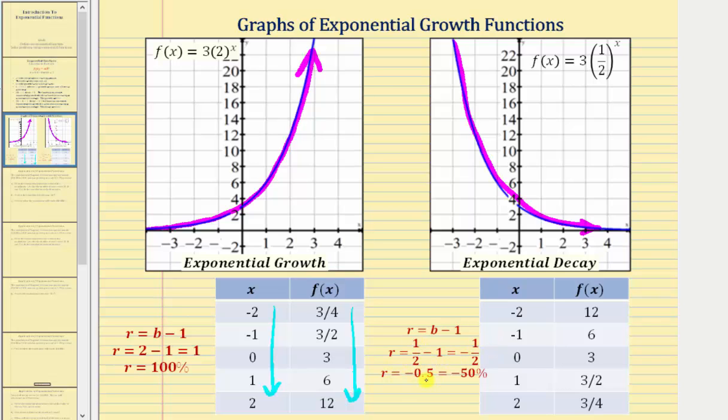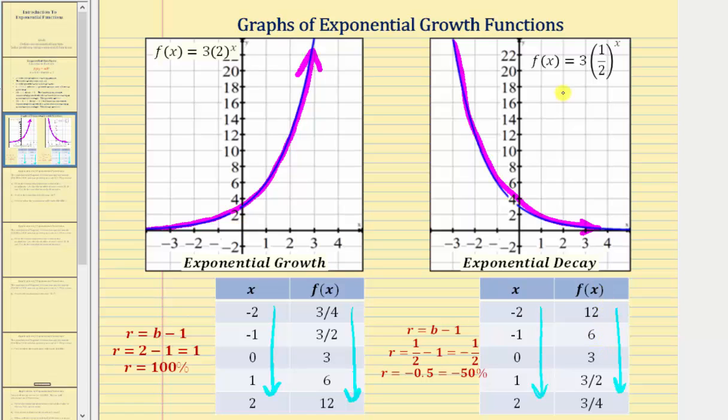Notice here the growth rate is negative 0.5 or negative 50%, which again means we have exponential decay. We have a decay rate of 50%. And because the base is 1/2, we can say this is the halving function. Notice as x increases, f of x decreases. In fact, as x increases by 1, the function values decrease by 50%, or by half.